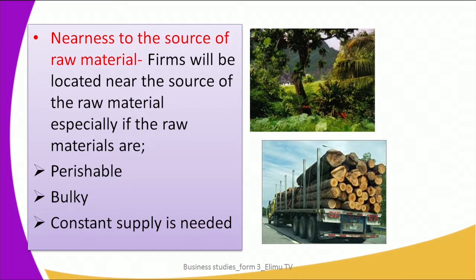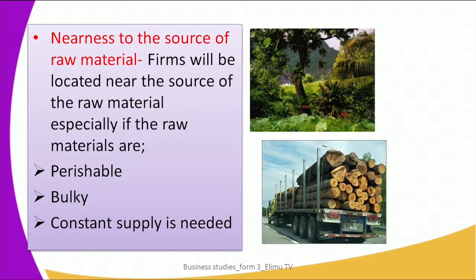If the raw materials are bulky, remember, bulky goods are usually very heavy. Unlike some, for example, cotton may be bulky but not heavy, but some goods are bulky and very heavy. So if that's the case for the raw materials, it's advisable for the farm to be located near the source of the raw materials to make sure that the cost of transporting them is minimized as much as possible.